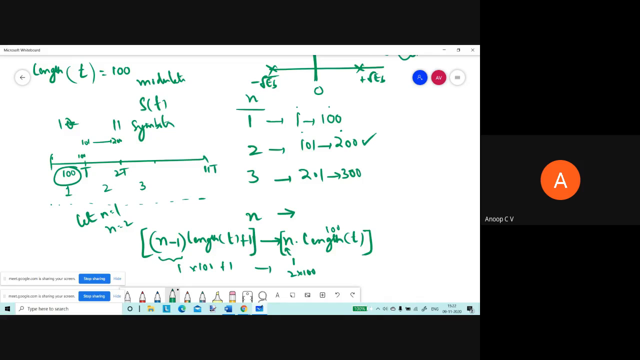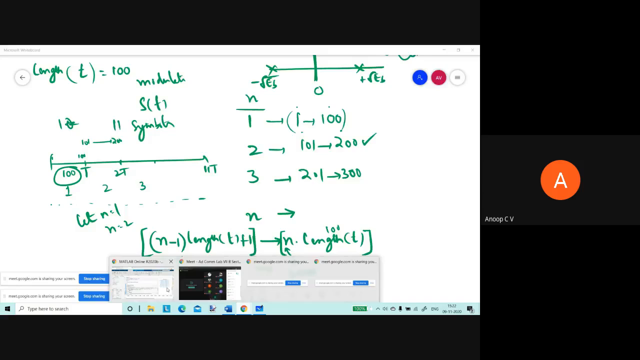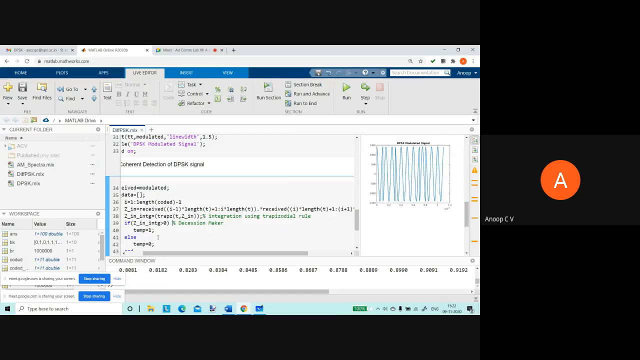So if I want to get the signal of one particular symbol, I should consider the n minus 1 times length of t plus 1 to n times length of t. Those samples are what I have to consider. So maybe you can think through it, right? I'll just show it here. So that's what I've done here.